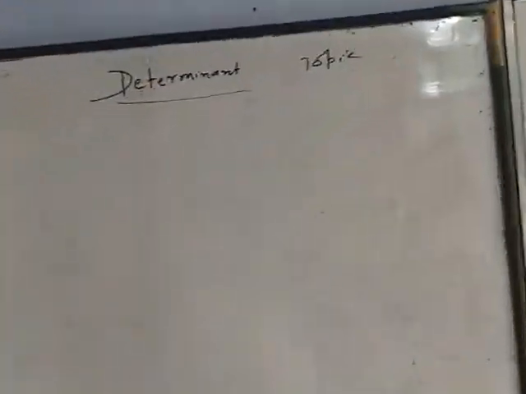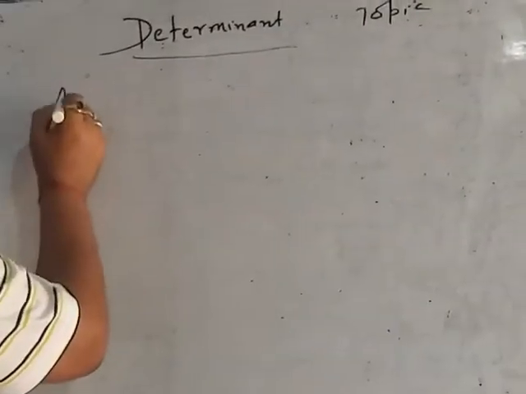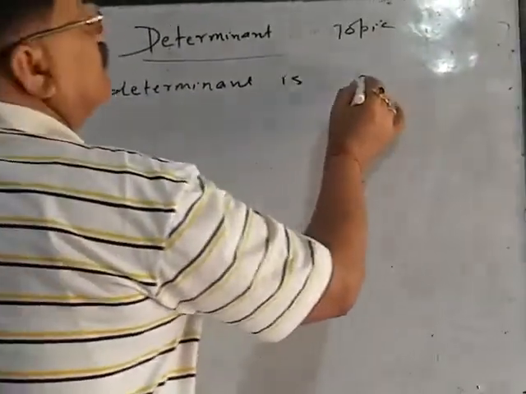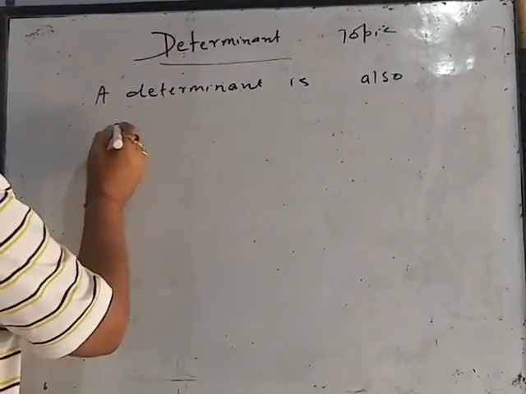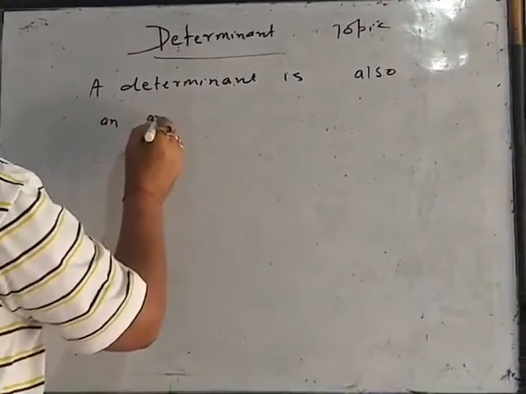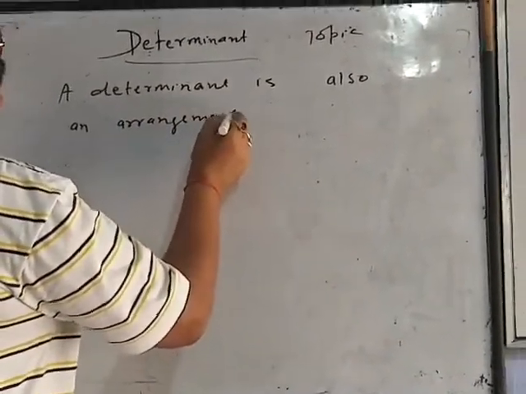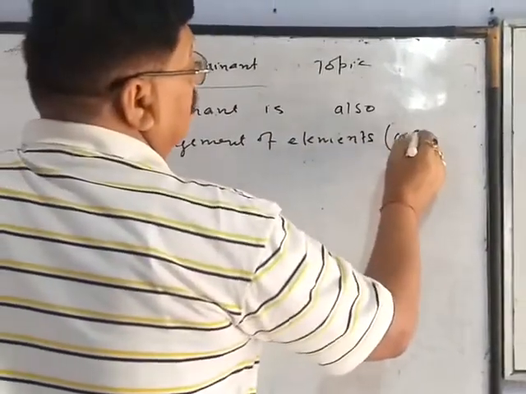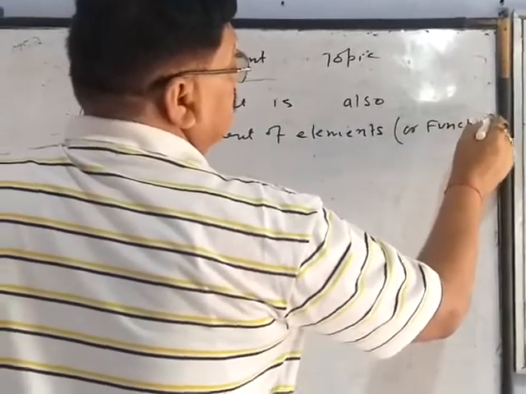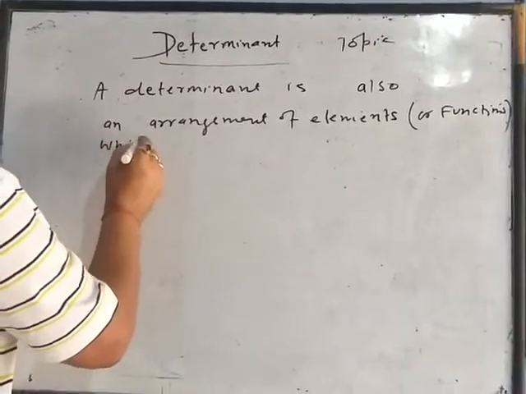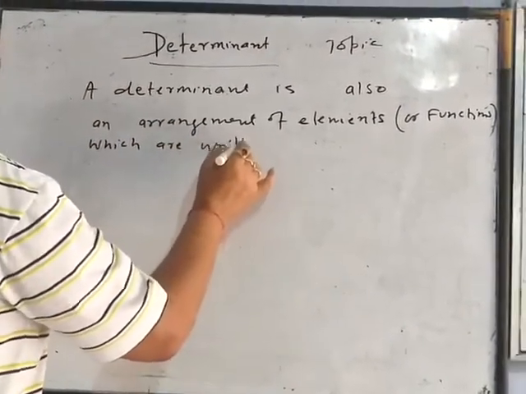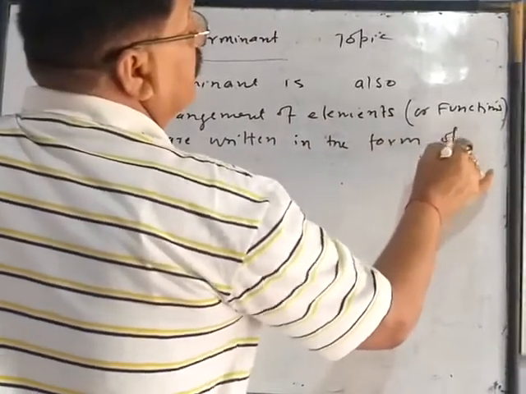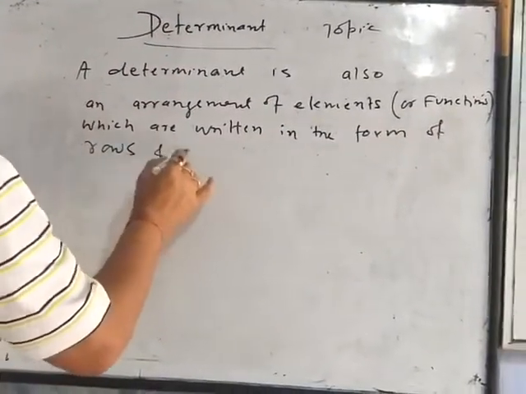So student, a determinant is also an arrangement of elements or functions which are written in the form of rows and columns.